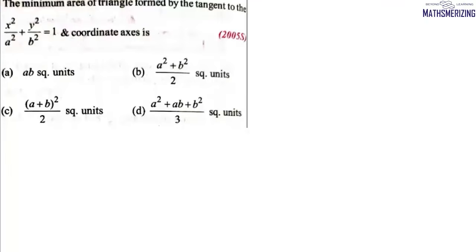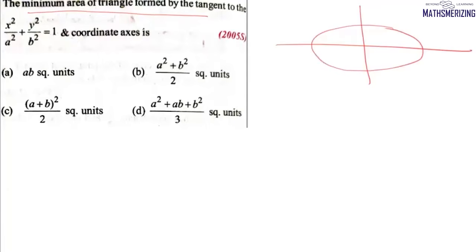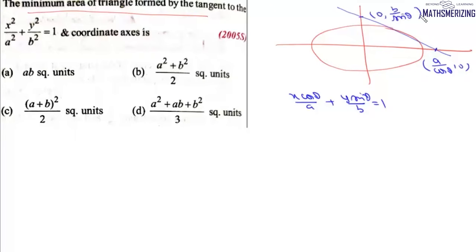Now here the question is, the minimum area of the triangle formed by the tangent to this ellipse and the coordinate axes is. So we have this ellipse. Then at any point we'll draw a tangent. So the equation of the tangent is given by x cos theta upon a plus y sin theta upon b, and it is equal to 1. Now we'll find its intercepts. So its x-axis intercept will be (a upon cos theta, 0), and the y-axis intercept will be (0, b upon sin theta).